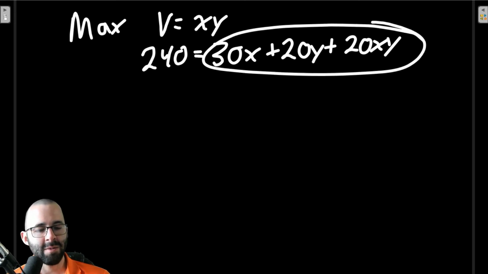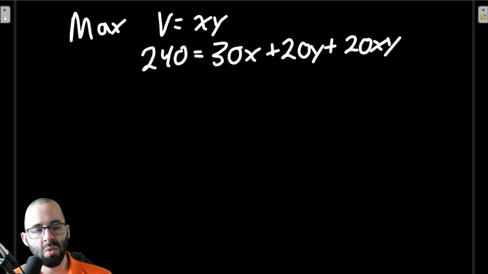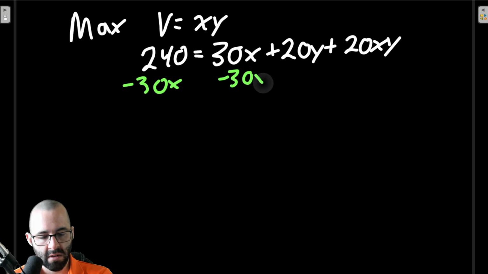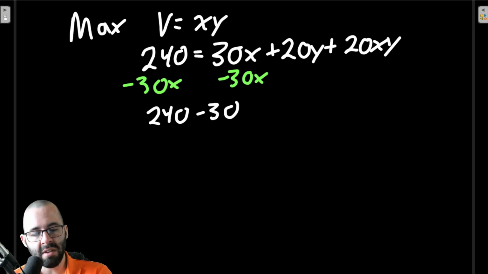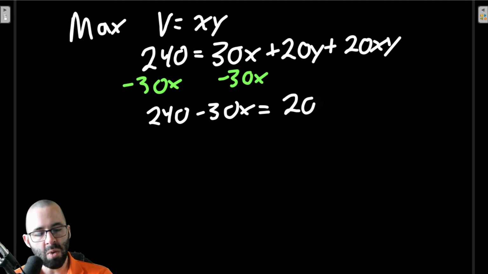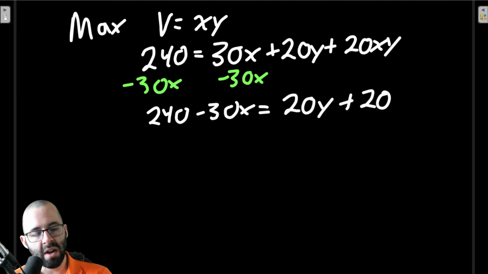We have this xy term, so it's a little trickier, but it's not too bad. Let's solve for y. So if we solve for y, we have to subtract 30x from both sides. What that gives us is 240 minus 30x is equal to 20y plus 20xy.